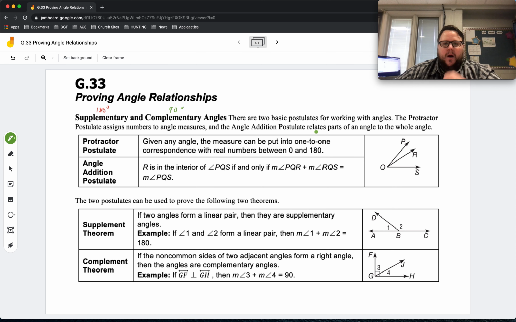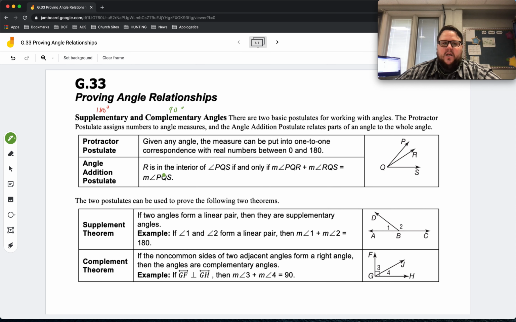There are two basic postulates for working with angles. The protractor postulate assigns numbers to angle measures, and the angle addition postulate relates parts of an angle to the whole angle. Protractor postulate: given any angle, the measure can be put into one-to-one correspondence with a number. So we can measure an angle.